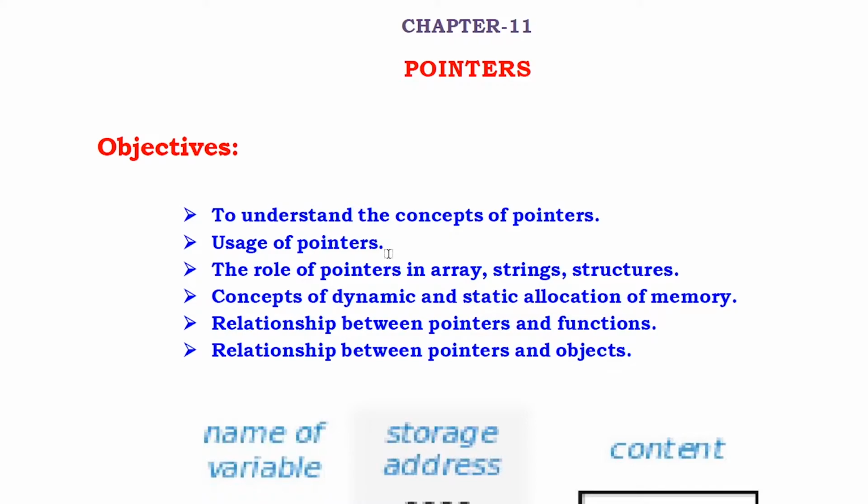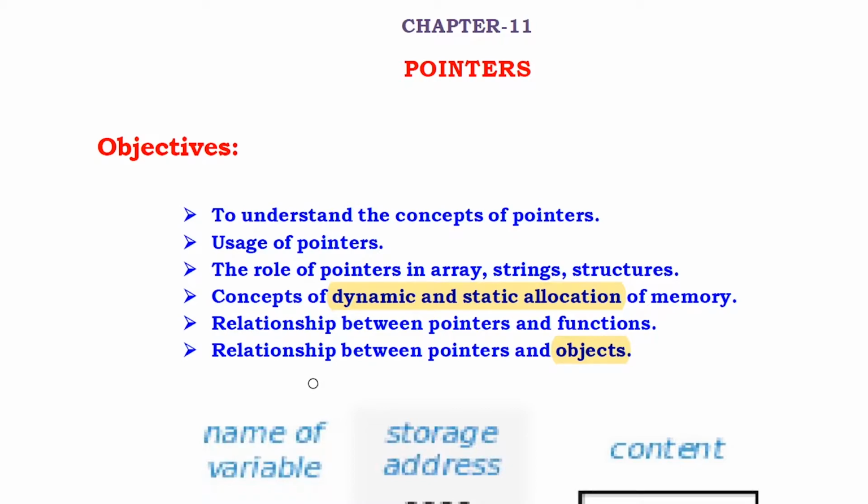One more is the role of pointers in derived data structures: arrays, strings, and structures, even classes and objects, we learn all. Functions, and the very interesting topic, dynamic and static allocation of memory. So the relation between pointers and functions, and between pointers and classes and objects. I think you know about objects and instances of a class. Therefore we learn how we can operate with pointers. So this is what this chapter is going to cover.